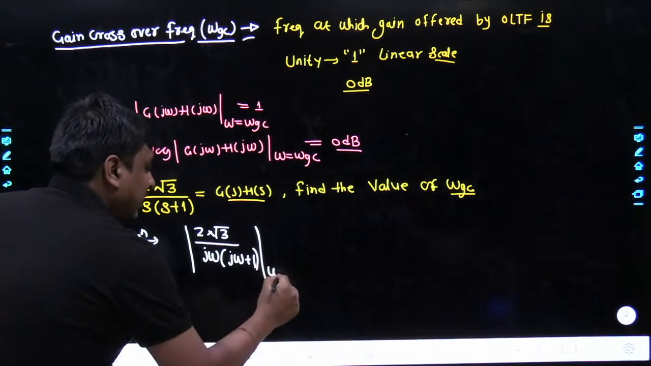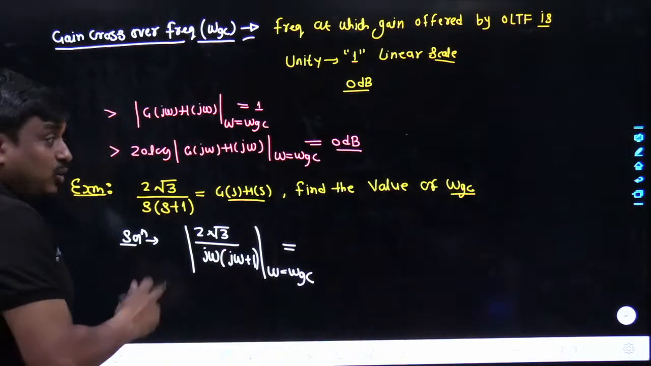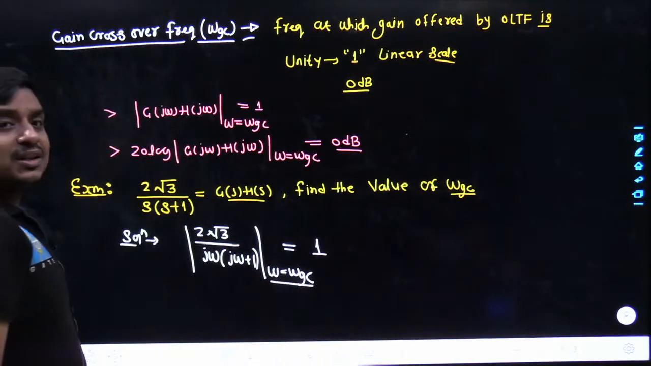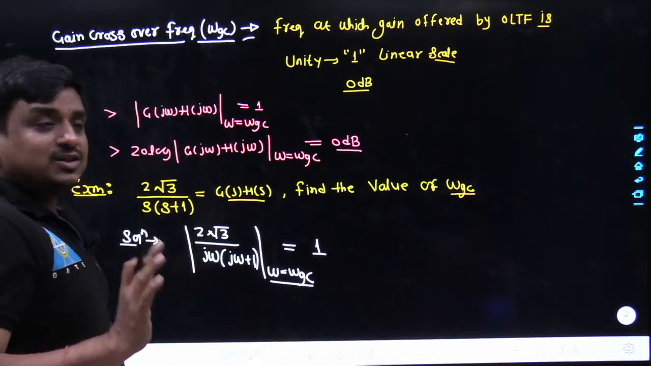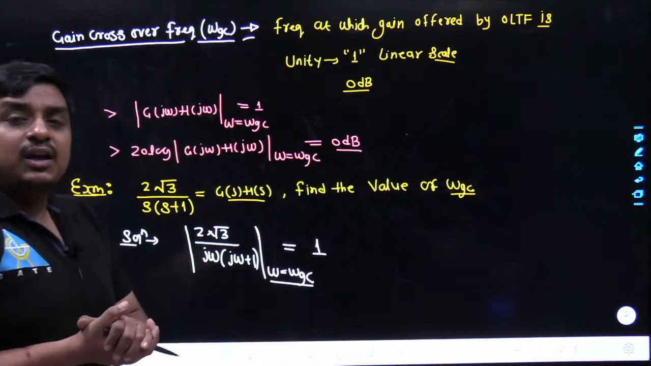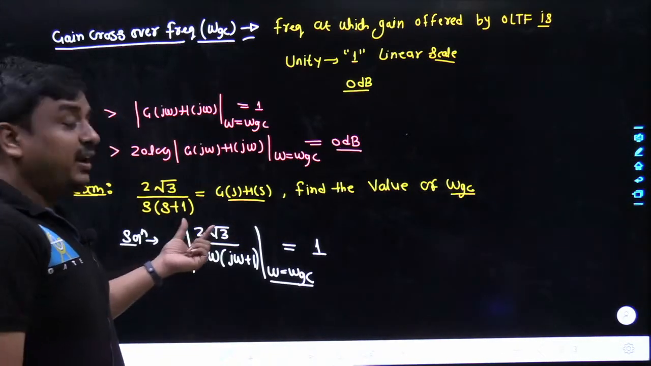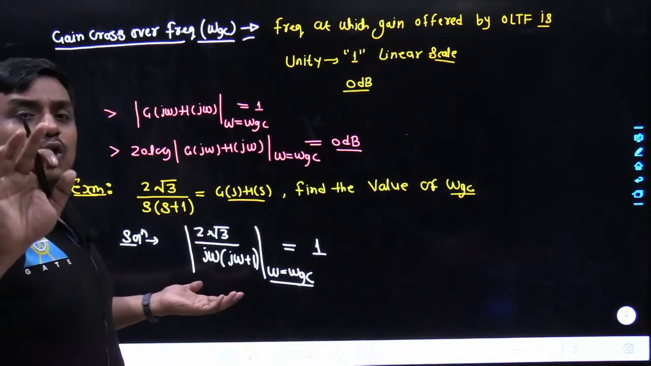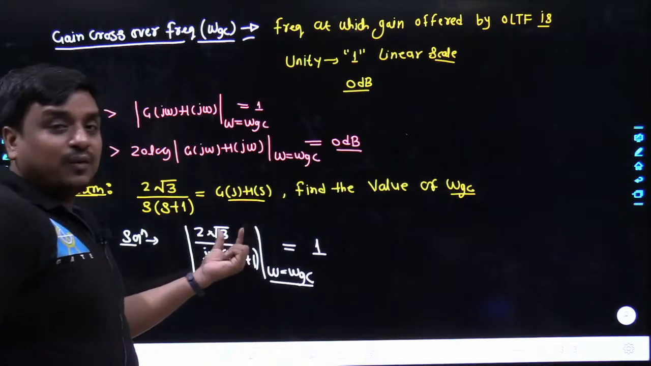The frequency at which the gain offered by the given OLTF becomes 1 in linear scale, that operating frequency is nothing but the gain crossover frequency. Yes, till this point nobody should have any doubt as such. And whenever we deal with any complex function, if we require the magnitude, I can take its magnitude towards the numerator separately as well as denominator separately. Not only that, even the magnitude can be taken separately for each of the individual factors.